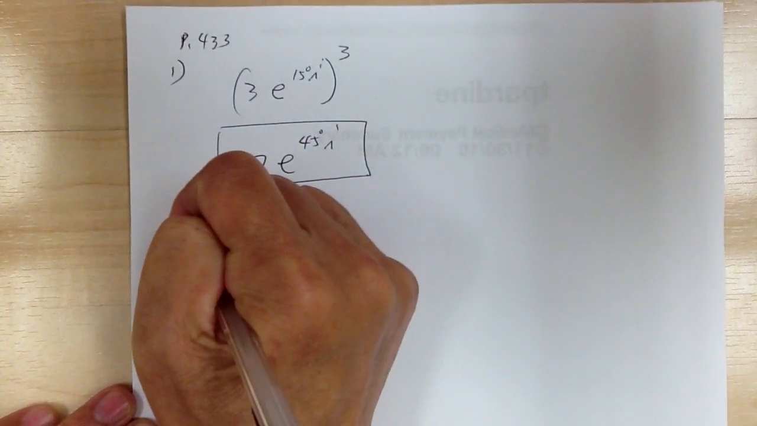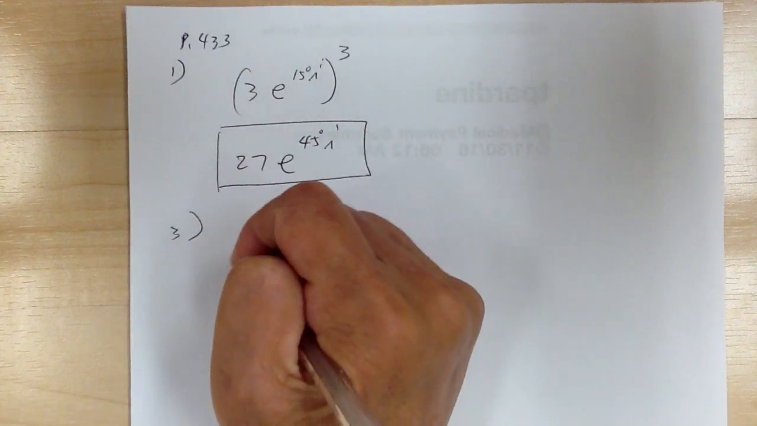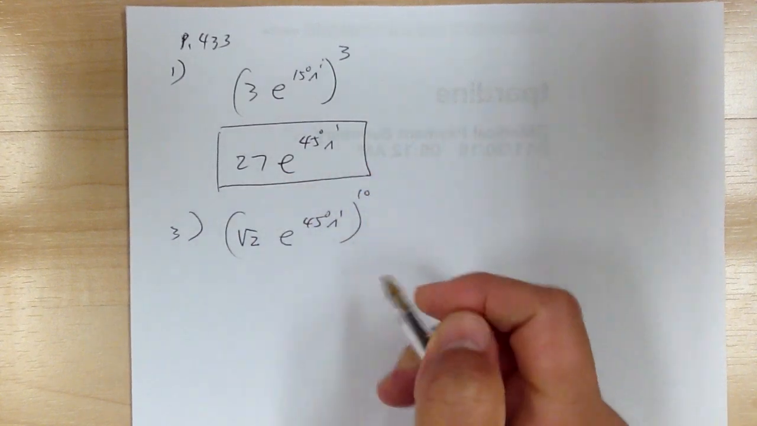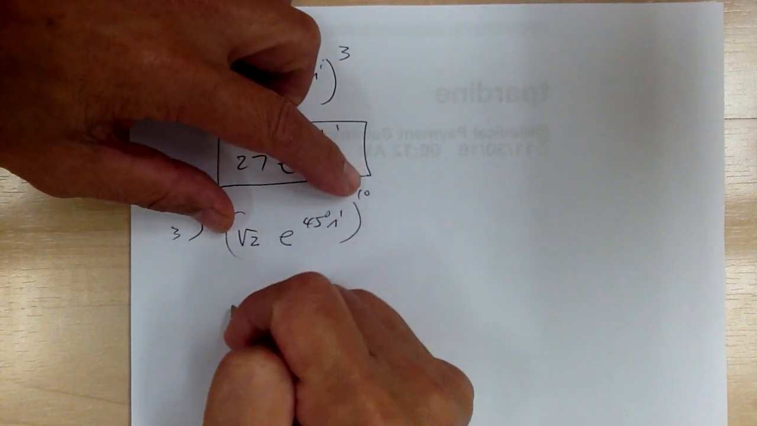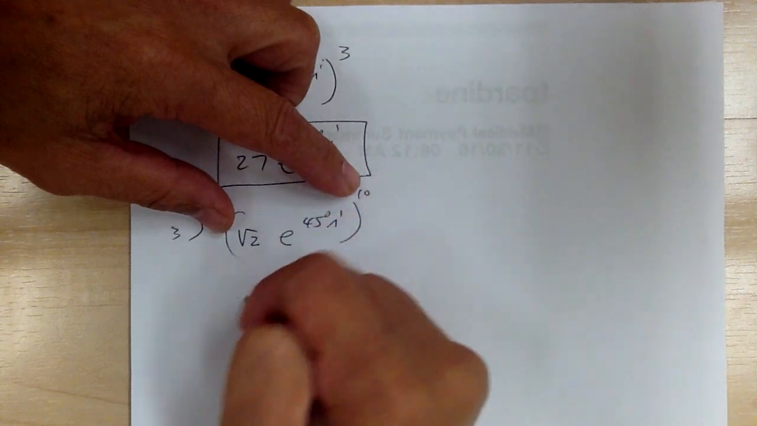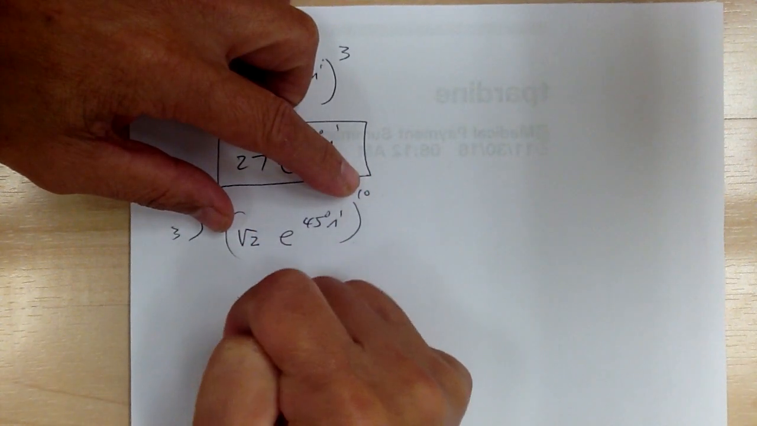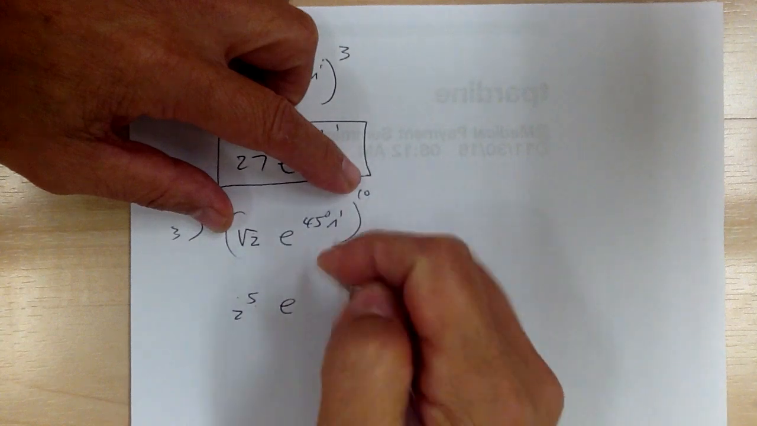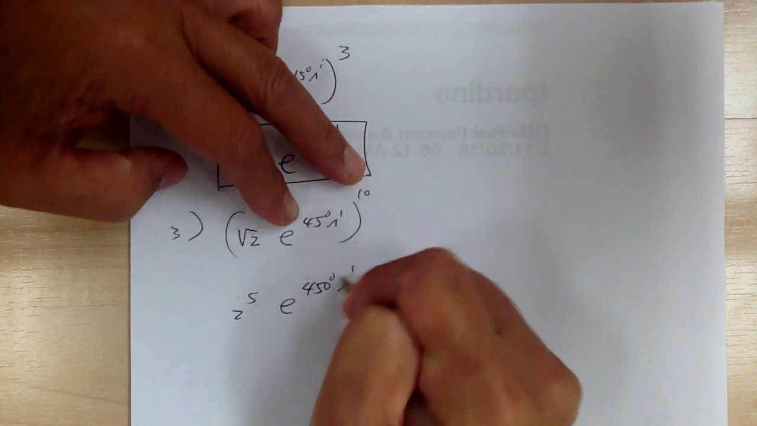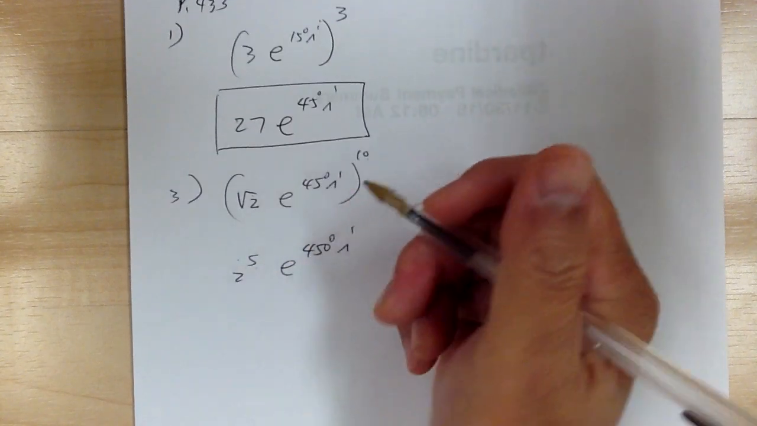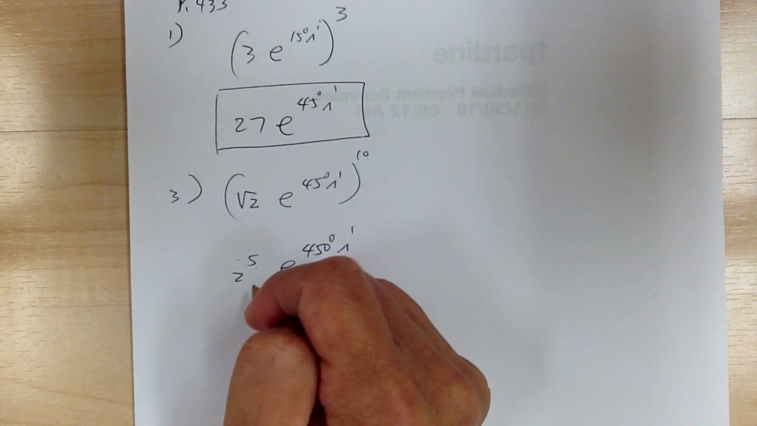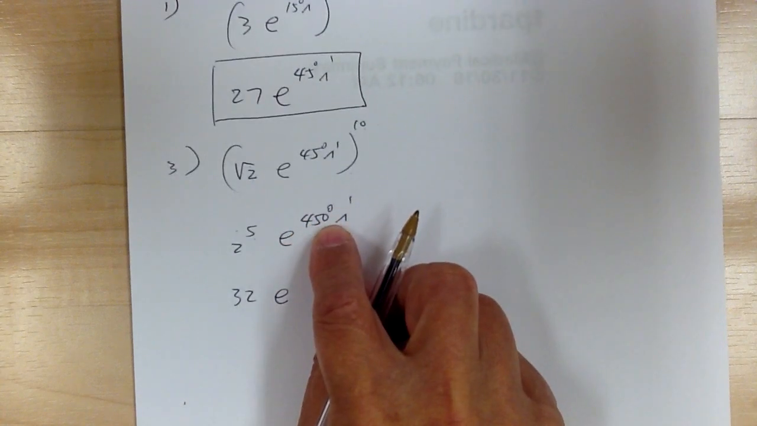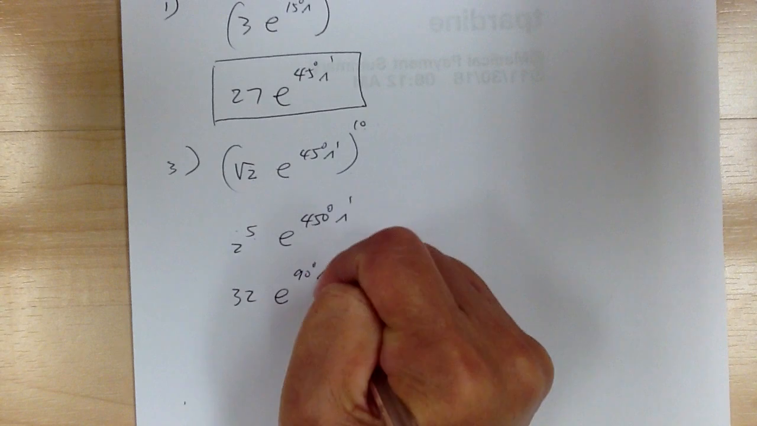Okay, let's go to number 3. You have (square root of 2 e^(45° i))^10. Now the square root of 2 to the 10th power is going to be 2 to the 5 power, because this is a half power times 10, which gives you 5. You multiply the angle and get 450 degree i, and you can simplify this. So you get 32 e to the, now you can subtract 360 degrees to lower the number, so it becomes 90 degree i.